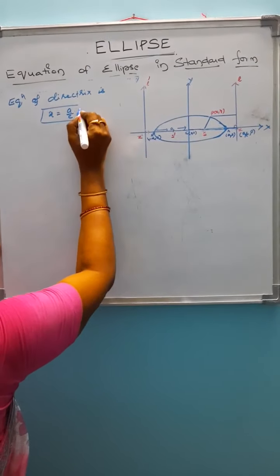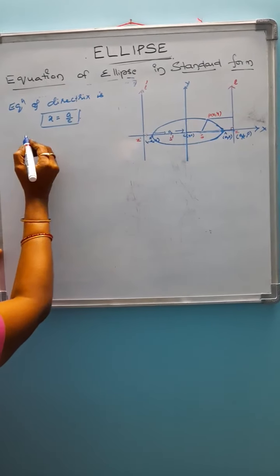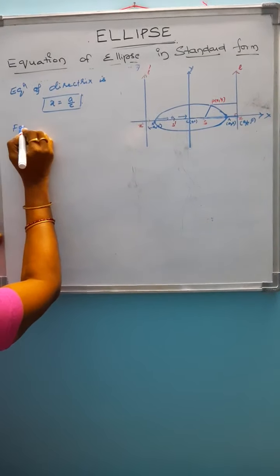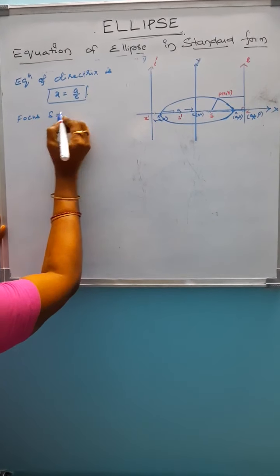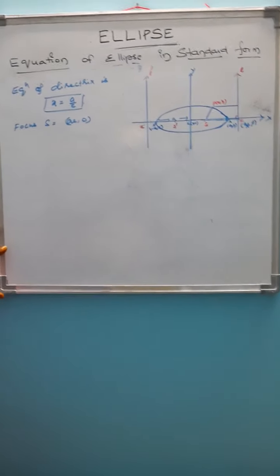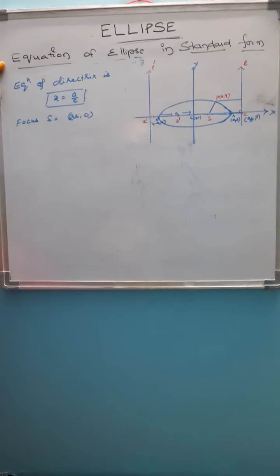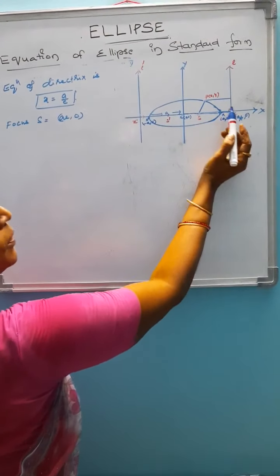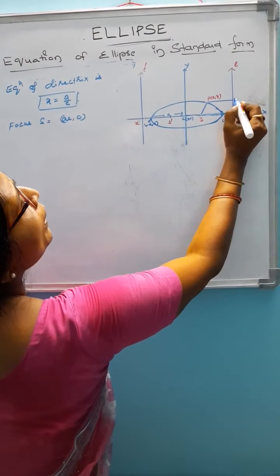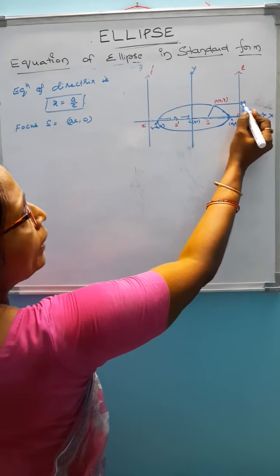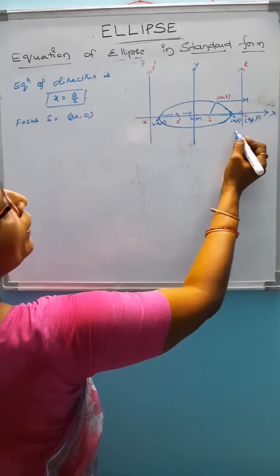And focus, coordinates of focus is (ae, 0). Now we have to find the equation of the ellipse. Let P(x, y) be any point on the ellipse and M be any point on the directrix.